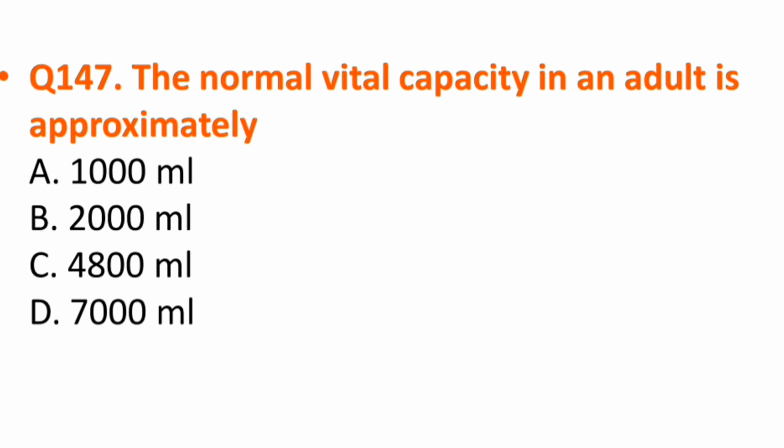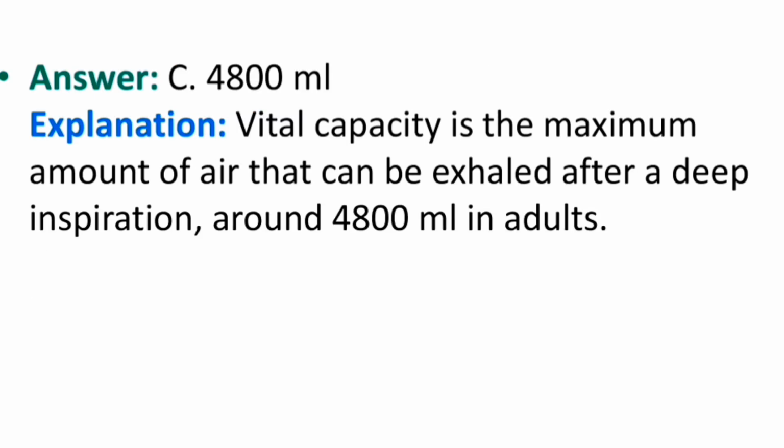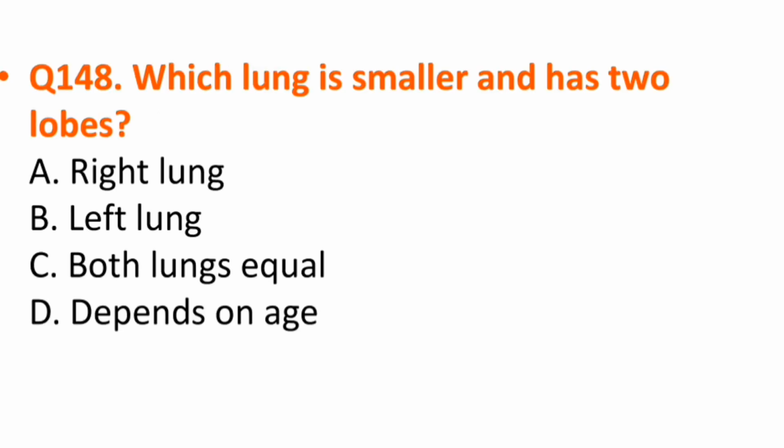The normal vital capacity in an adult is approximately option A, 1000 ml, option B, 2000 ml, option C, 4800 ml, option D, 7000 ml. The correct answer is option C, 4800 ml. Vital capacity is the maximum amount of air that can be exhaled after a deep inspiration, around 4800 ml for adults.